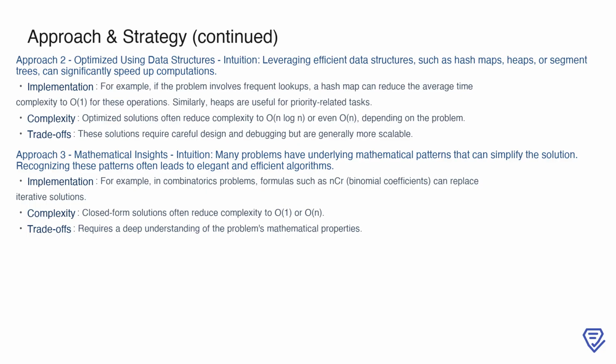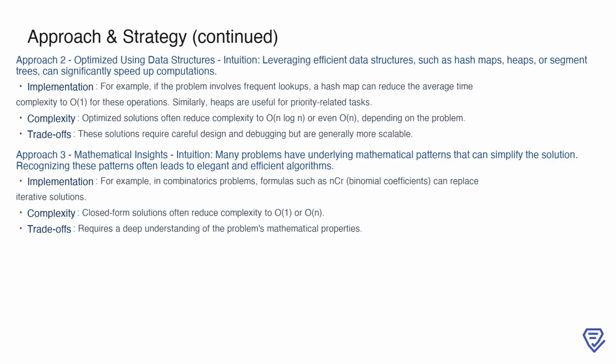Next, we consider leveraging optimized approaches that utilize efficient data structures. For instance, hash maps can make frequent lookups faster, reducing their average time complexity to O(1), while heaps are excellent for managing priority-related tasks. These structures allow us to address the problem more strategically and scale effectively. Such solutions often bring the complexity down to n log n, or even n, for certain problems, making them far more practical for larger inputs.